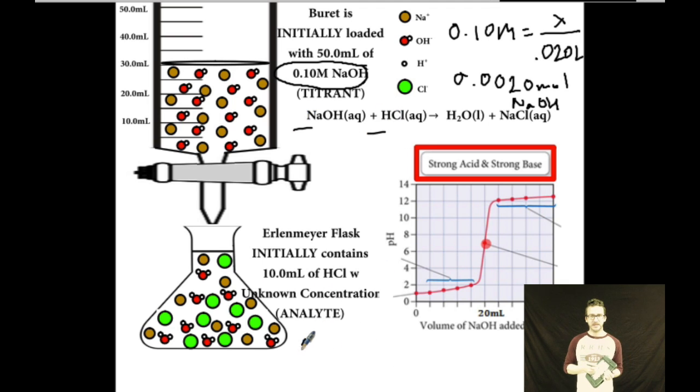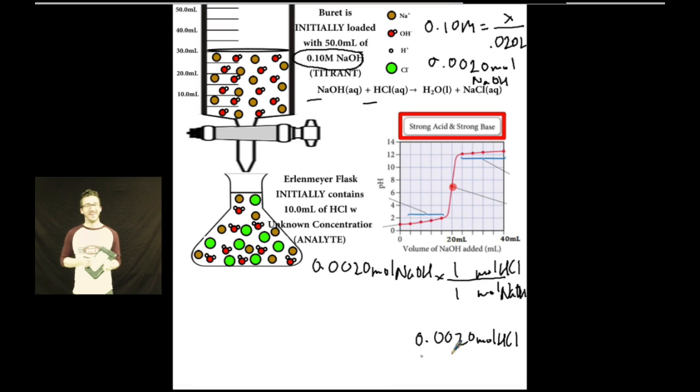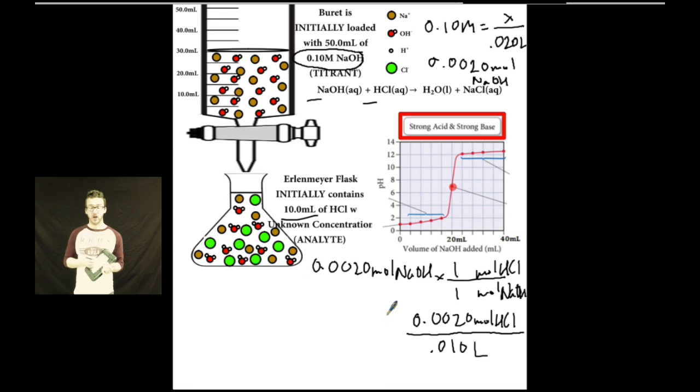And think about the relationship that exists in my balanced chemical equation. If I reacted 0.0020 moles of NaOH, I also know that I reacted the same number of moles of HCl because my ratio of HCl to sodium hydroxide is 1:1. And if I know that that 0.0020 moles of HCl was originally in 10 milliliters of HCl, or 0.010 liters, I can determine that the concentration of my original acid solution was 0.20 molar. Boom. And that makes a lot of sense.